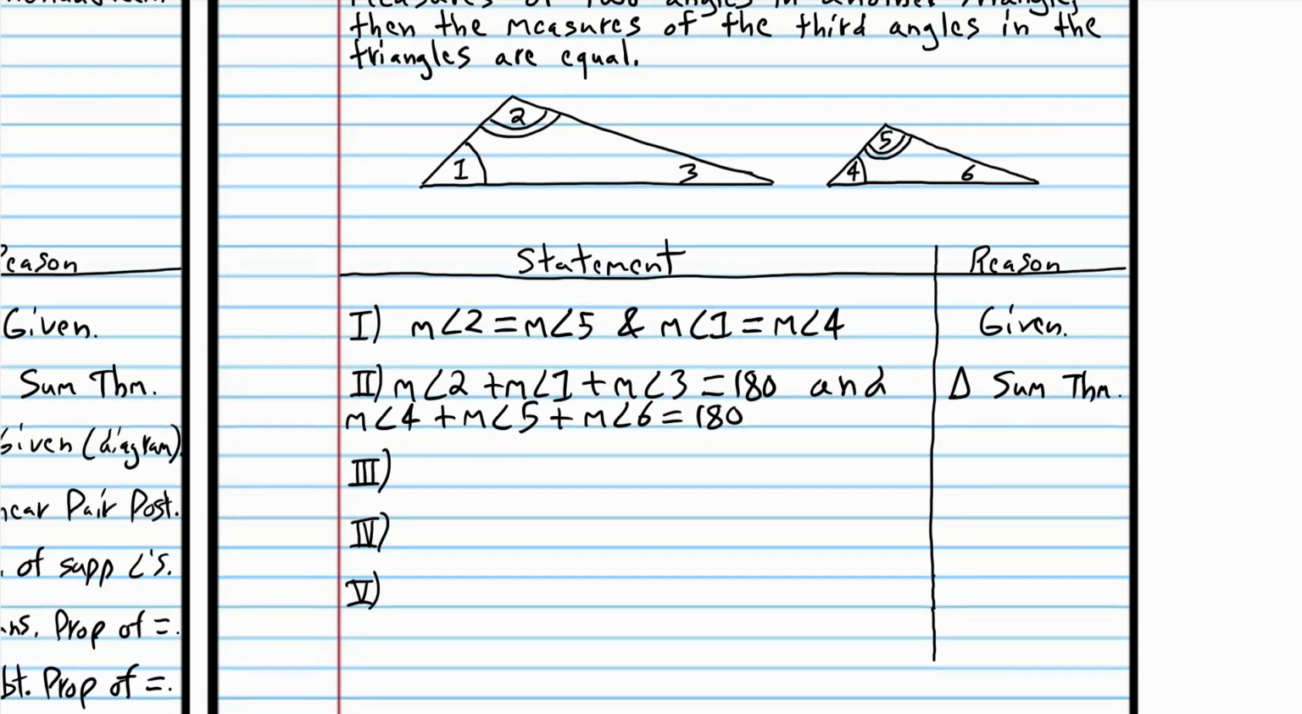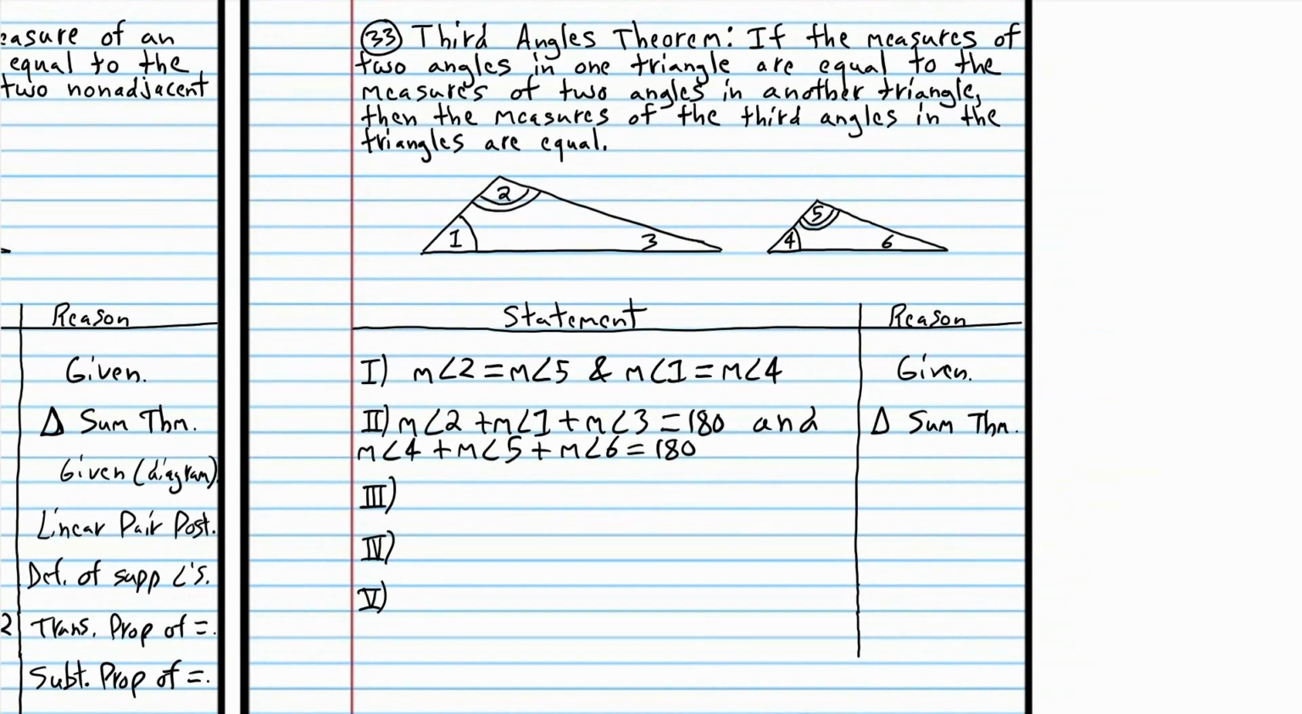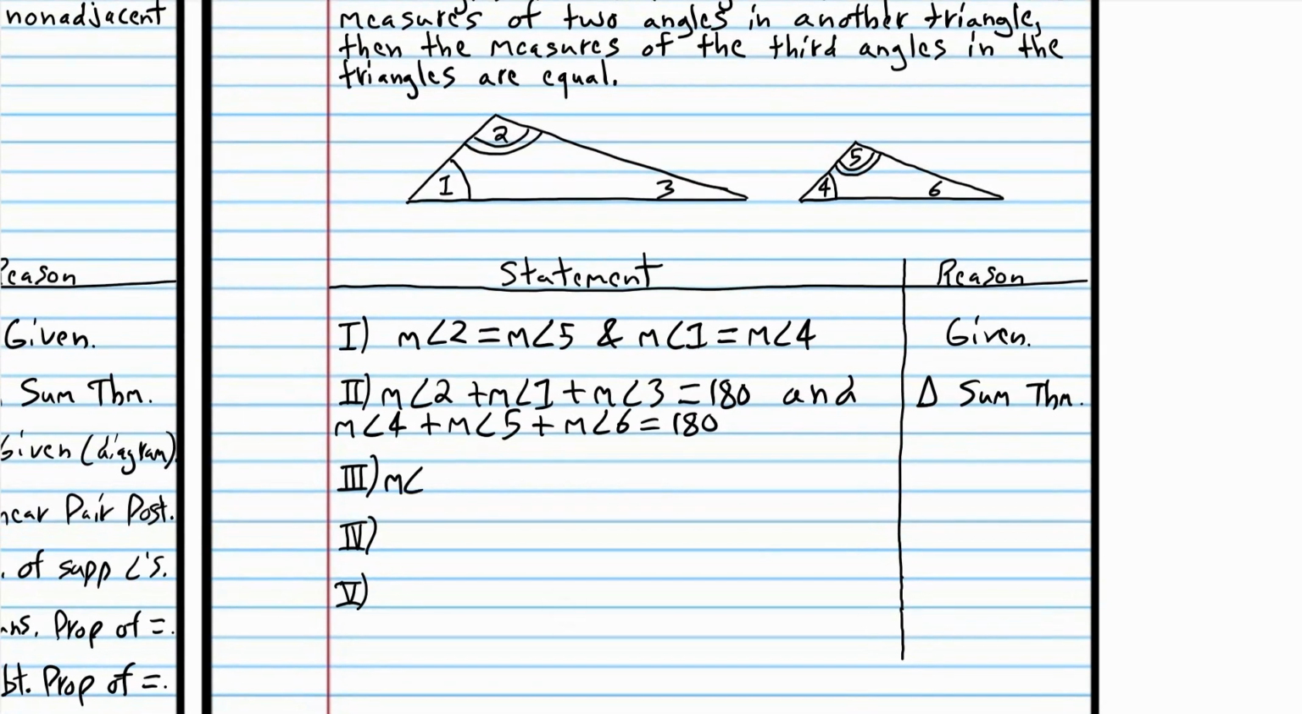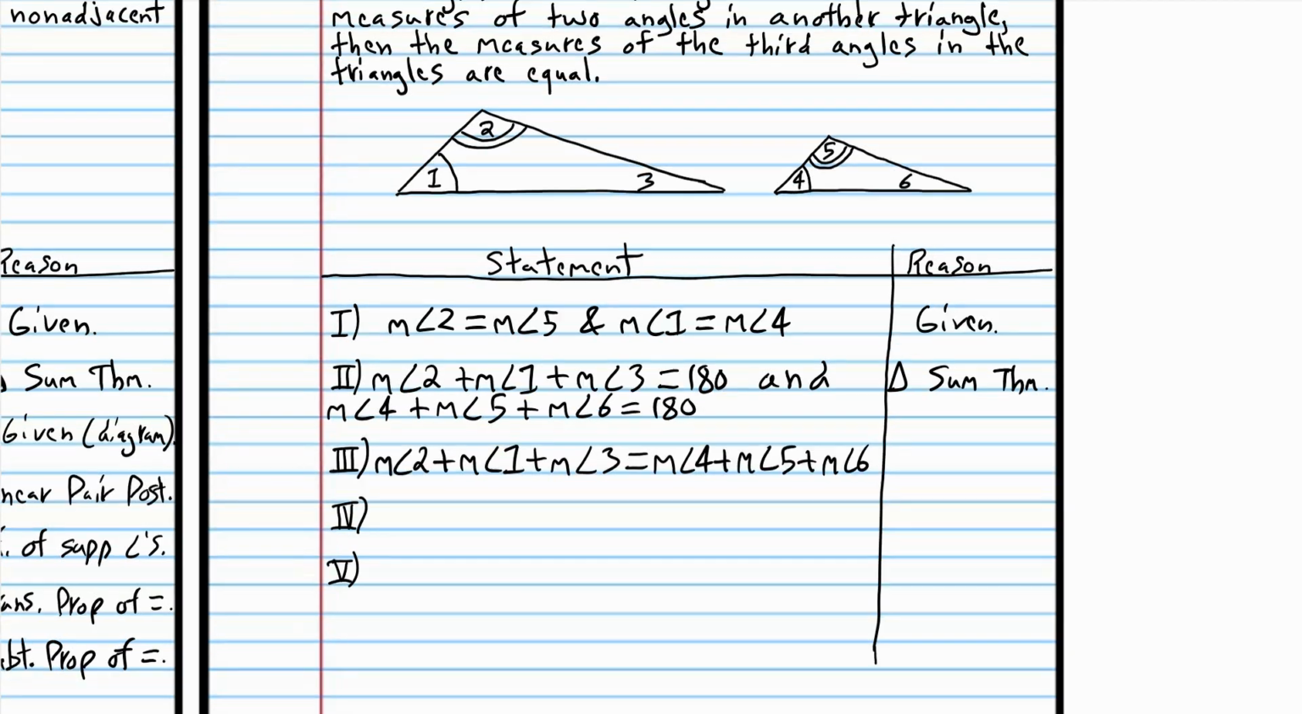Now what we're going to do is use the transitive property, because both these expressions are equal to 180. So we're going to use the transitive property to say that the measure of angle 2 plus the measure of angle 1 plus the measure of angle 3 must be equal to the measure of angle 4 plus the measure of angle 5 plus the measure of angle 6. And that is the transitive property of equality.